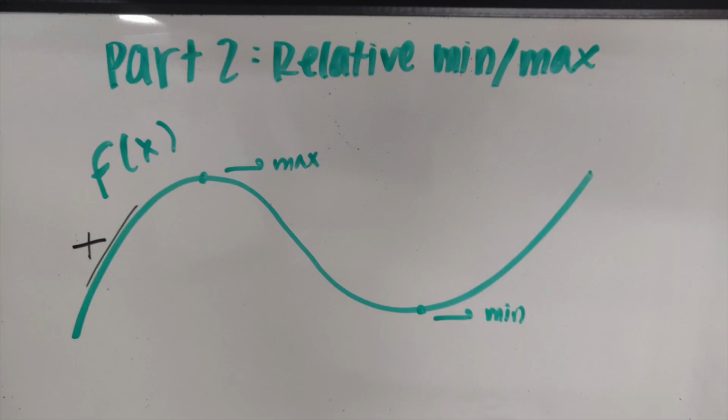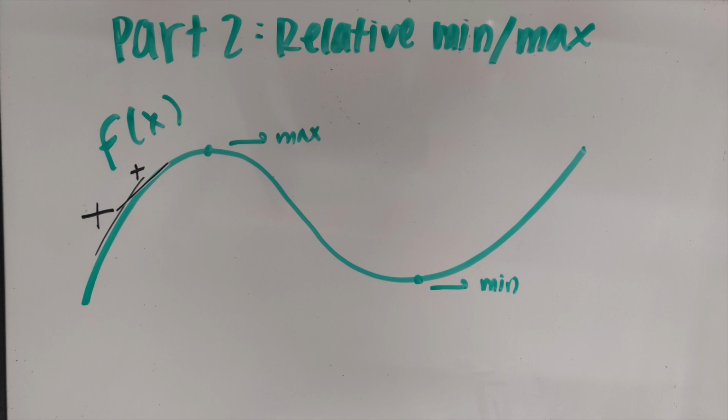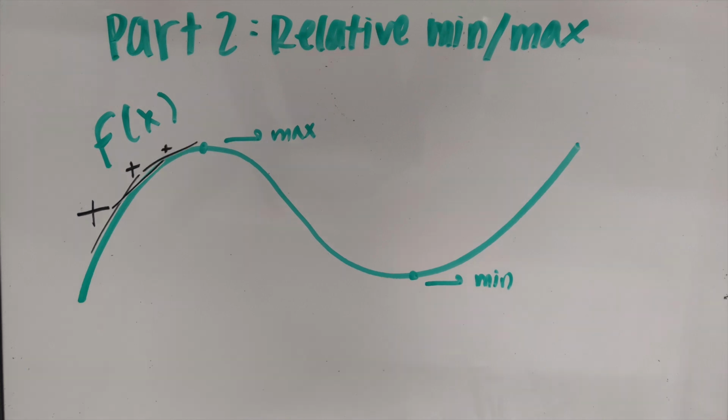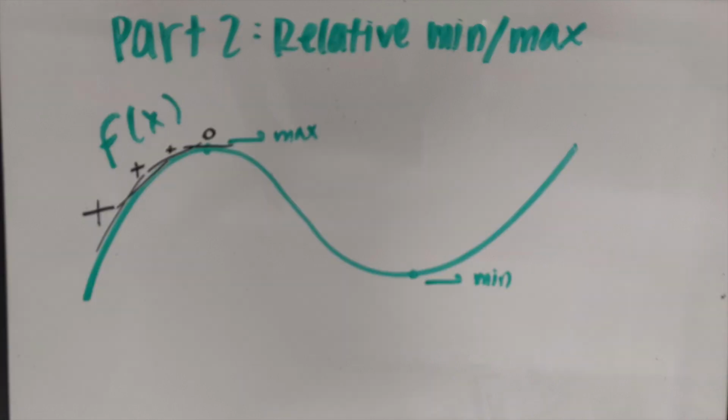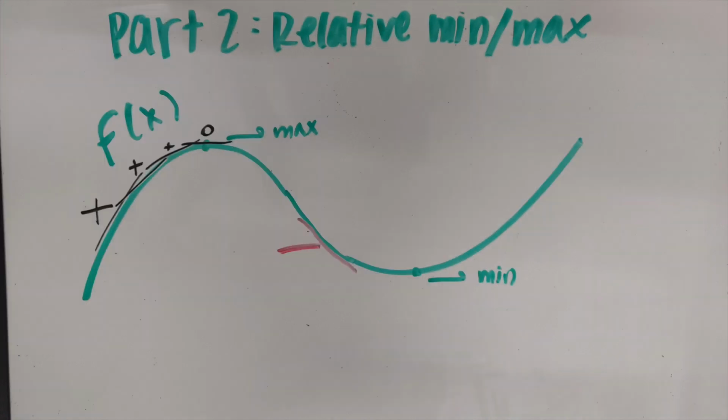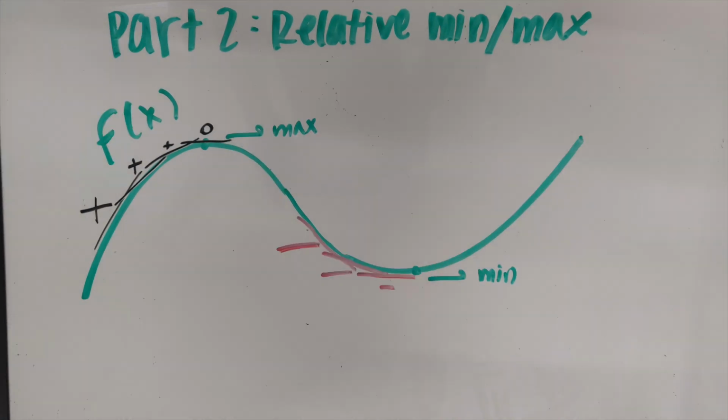Let's first look at the relative max. The graph on the left of it has a positive slope that becomes smaller as we reach the relative max. This makes sense since the slope is 0 at the max. Once it passes the max, the slope becomes negative. A positive to negative sign change in the slope will give us a relative max. Likewise, the graph to the left of the minimum has a less negative slope as we reach the minimum.